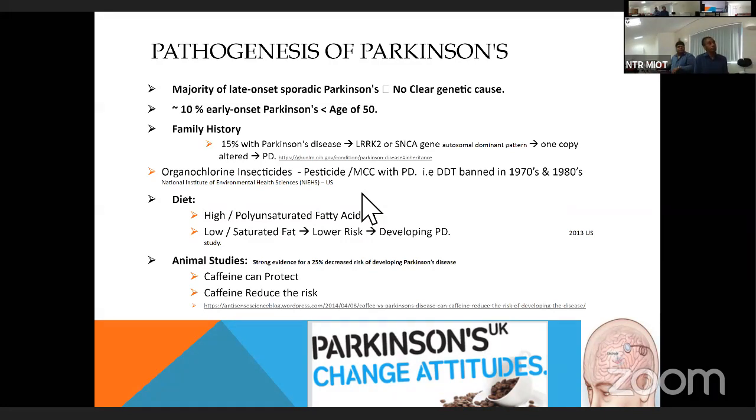Okay. The next question: would the disorder reoccur after complete recovery? There's no complete recovery in Parkinson's disease. We are just trying to stop the worst progression itself and improve the quality of life.